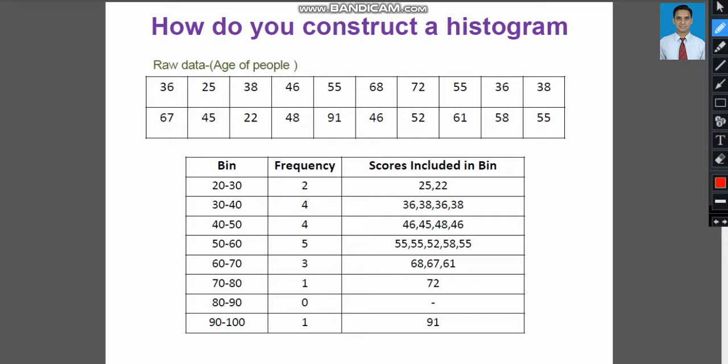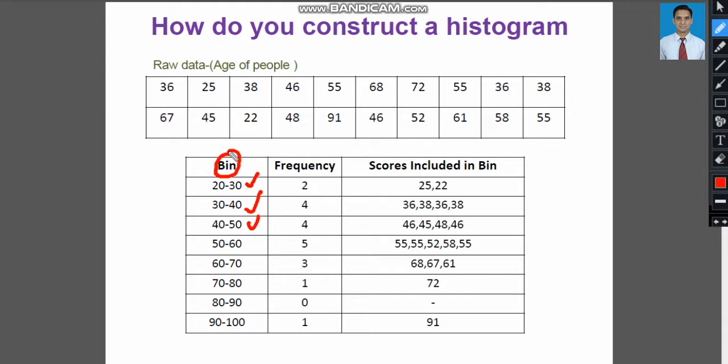If we draw the tabular form of this data and see the frequency of each data within intervals, we will see how many people have an age that falls between 20 and 30, then 30 to 40, 40 to 50, 50 to 60, 60 to 70, 70 to 80, 80 to 90, and 90 to 100. These intervals are known as bins. Bins are intervals.